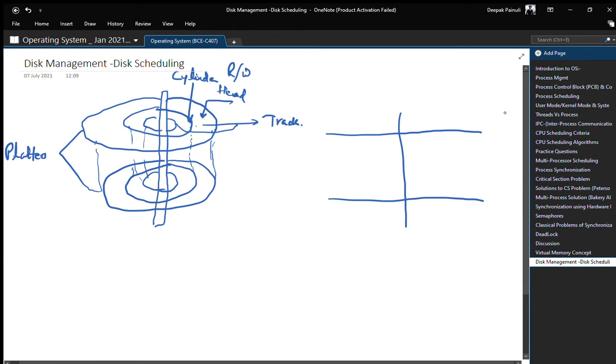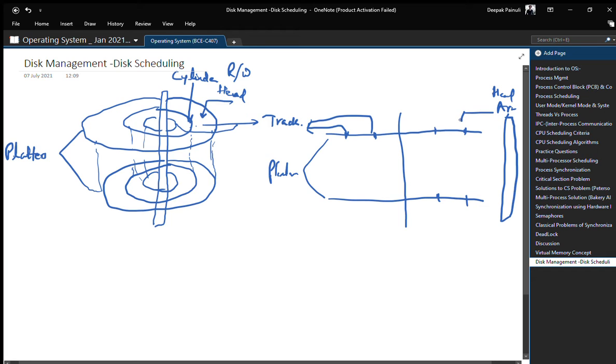This will be your head arm. These are the cylinder points. These are platters, and these are tracks, and this is the reader writer head. The arm has the reader writer head, and the head moves between cylinders. So these are the tracks, or we can say cylinders. If we complete it, it looks like a cylinder. That's why it is called a cylinder. So our disk looks like that, right?